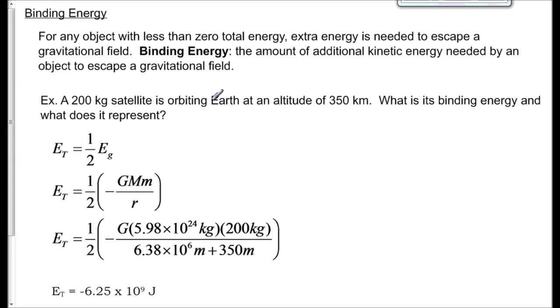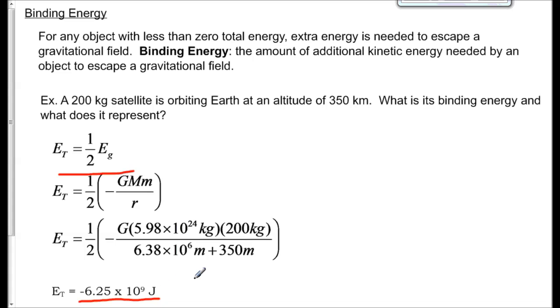So it's how much of a bigger kick you would have to give something in order to kick it out of the gravitational field. To give you an example, if we have a 200 kilogram satellite orbiting Earth at this altitude, what is its binding energy? Remember, for a satellite traveling around, the total energy is just given by half the gravitational potential energy. I can leave that as an exercise. It's not very difficult. But you come up with the total energy being this. So there's the total energy the satellite possesses.